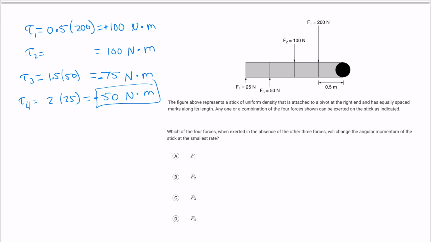So we're going to go ahead and say that the fourth force, this small 25 Newton force, is going to generate the smallest torque, which will in turn generate the smallest angular momentum, or the smallest change in angular momentum over the course of our 2-second period from the previous problem.